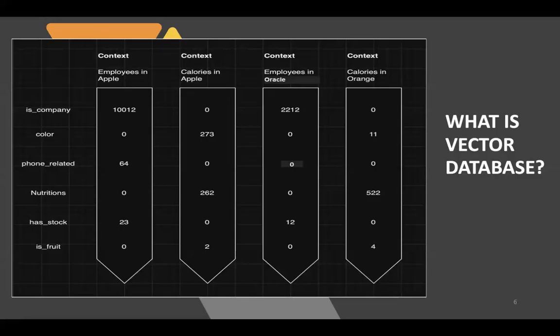So oranges will have similar vector representation as apple, the fruit. Similarly, Apple the company and Oracle the company will have similar vector representation. So placement of these data will be much closer. Another example, if you watched a good movie, you want to recommend to one of your friends, you remember the plot, you remember the cast, but you don't remember the name of the movie. So here also you use the semantic search.